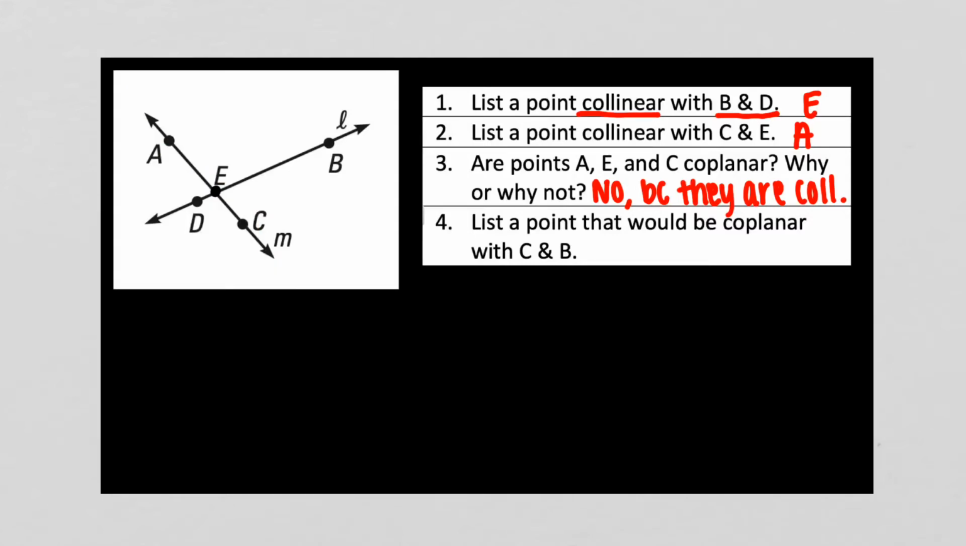And the last question for this diagram, list a point that would be coplanar with C and B. So I have point C and I have point B. I'm going to draw a line through them so we can look, because remember, if they're coplanar, they can't be on the same line. So any of the other points on this diagram would work. I'm just going to go ahead and pick A because it's all the way out. So I'm going to say that point A would be coplanar with C and B because they're not collinear together.